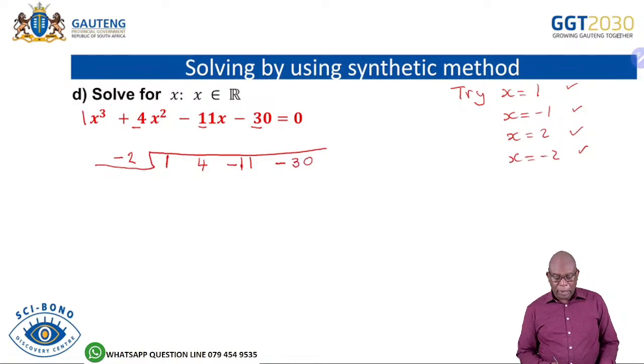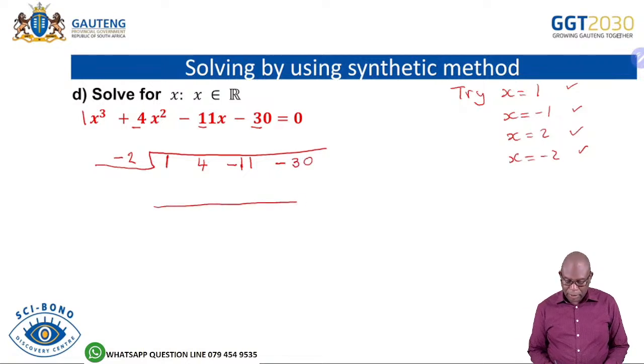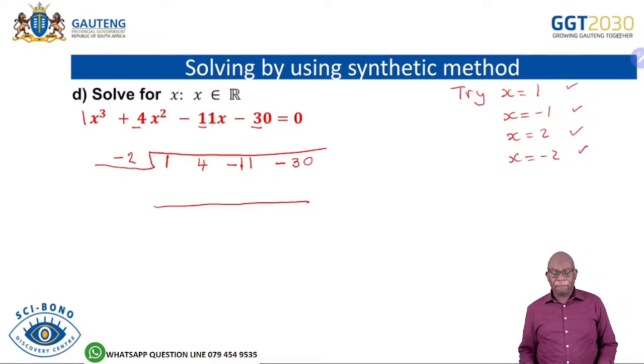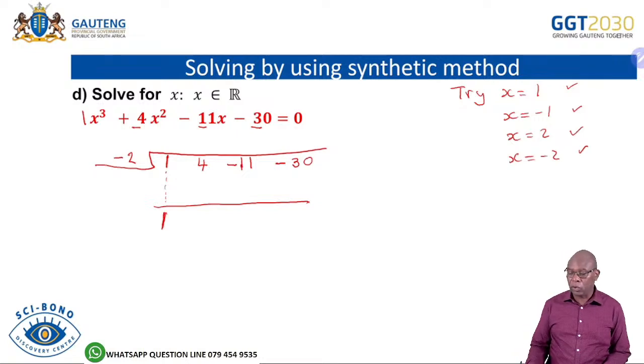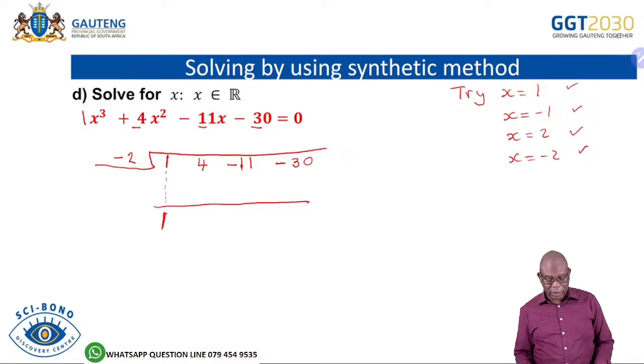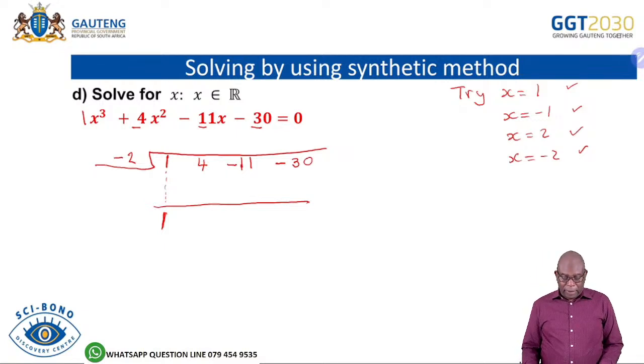Right. Now I'm going to draw a line here. Those are the coefficients, and I've got -2 there. So first of all, the first coefficient, I write it as it is. I don't do anything with it. Then I'm going to say -2 times 1 will give us a -2, and I put it under that.